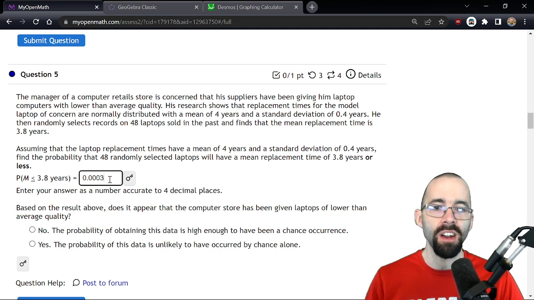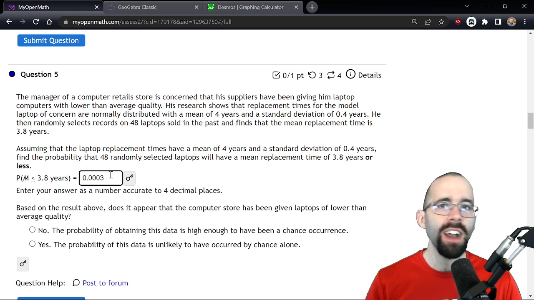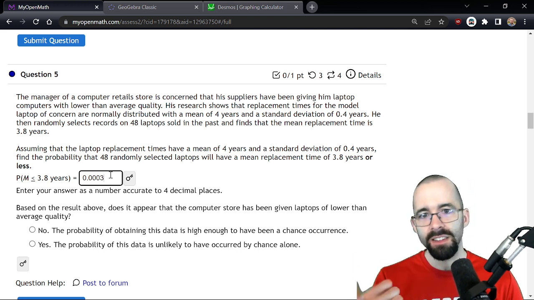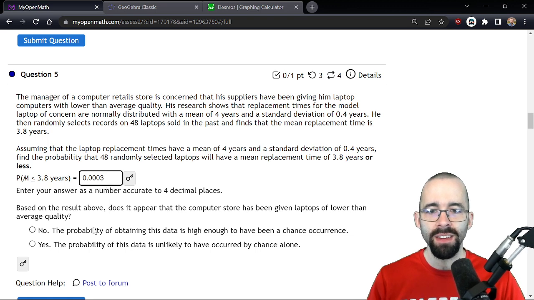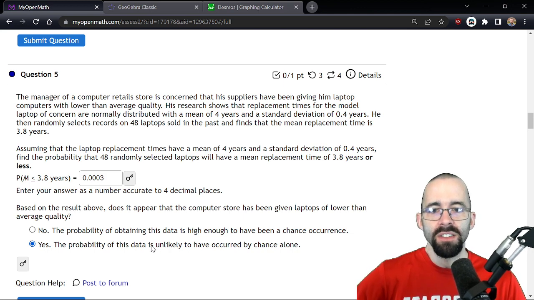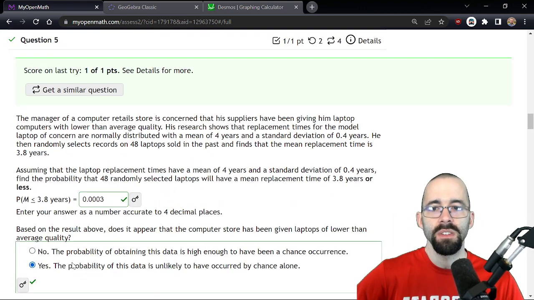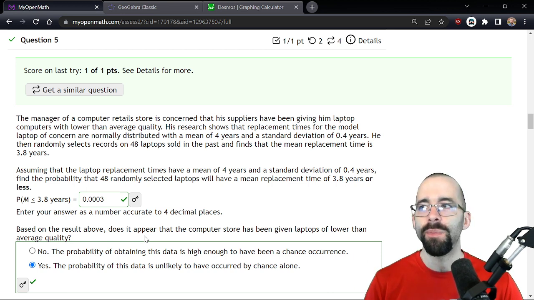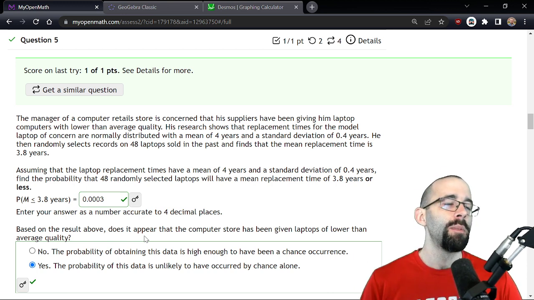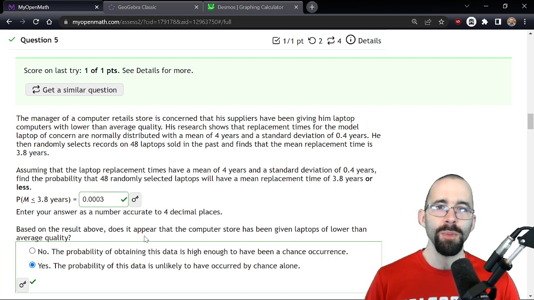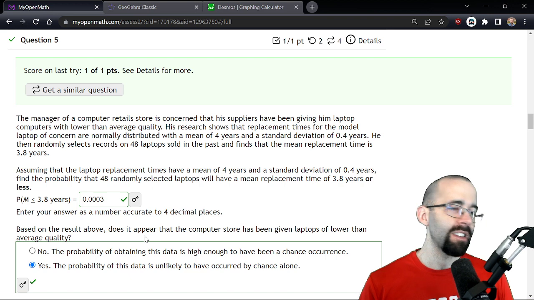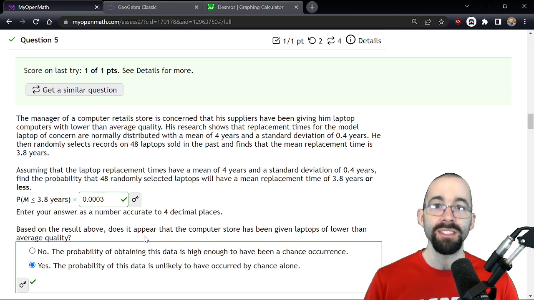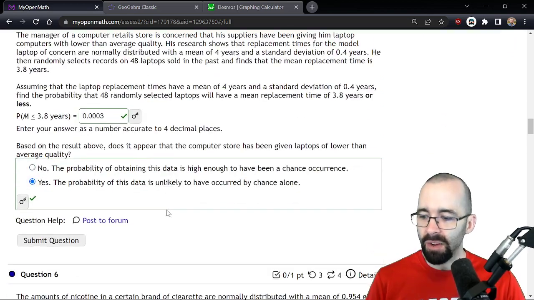That's really, really uncommon. It's so rare. I don't think we just got unlucky. I think the suppliers are giving us bad quality laptops. This is so unlikely to have occurred by chance alone. Where do we draw the line in the sand? What's the difference between unlikely and likely? We talk about that in Unit 8. A good rule of thumb is 5%, but it really depends on the context. Your margin of error is going to be a lot bigger for selling laptops than it will be for medicine, for example. All right, one more question.